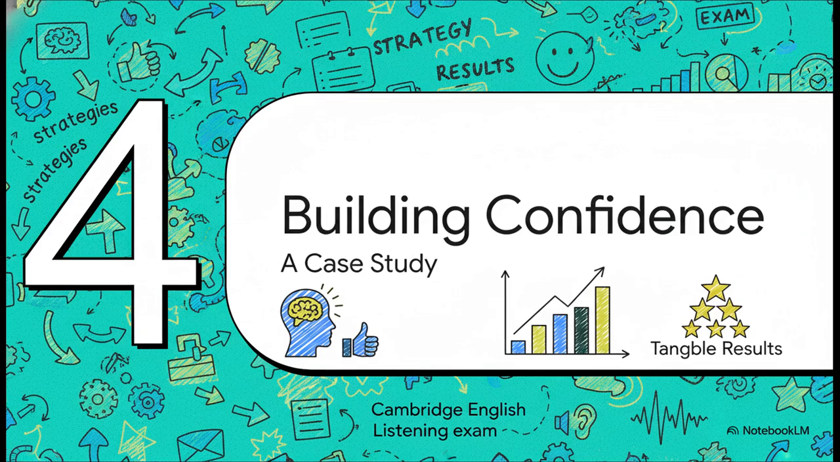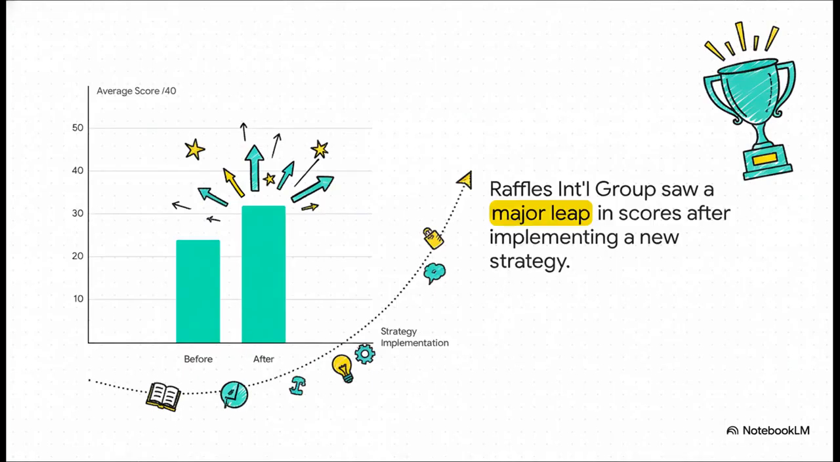Okay, so we know the exam, we've got the strategies, and we know how to run it like clockwork. But how do we put all of that together to build real results and, maybe more importantly, real student confidence? Let's take a look at a case study that did exactly that. So check this out. This is the result of a strategy put in place by the Raffles International Group. They took their students' average score from a 24 out of 40, which is a decent pass, to a stunning 32 out of 40. That's not just a small bump, that's a leap into a whole new grade boundary.